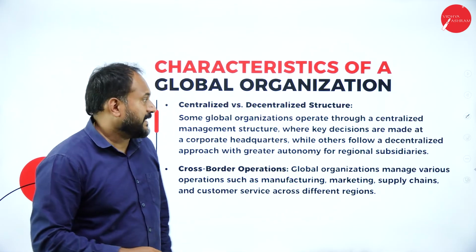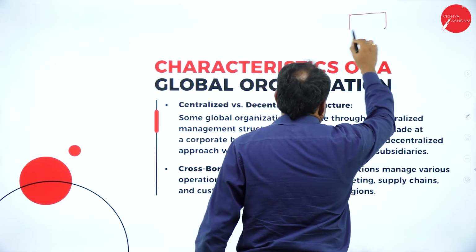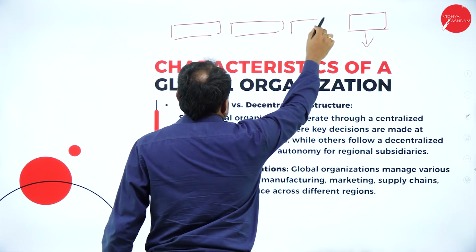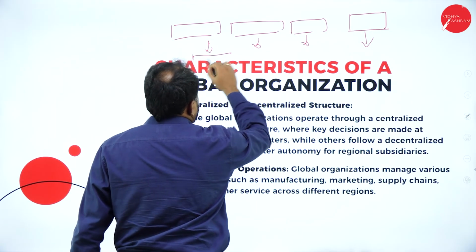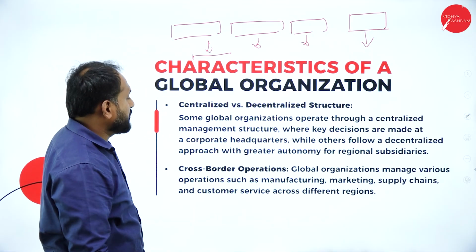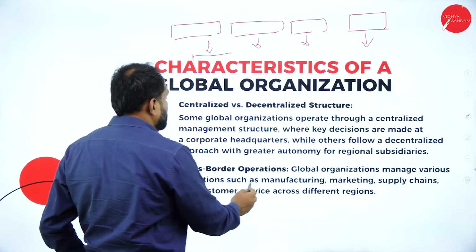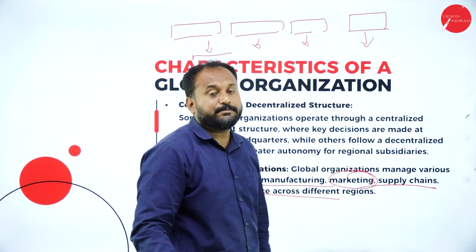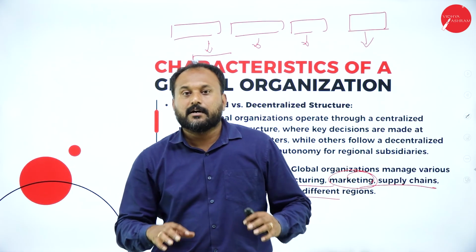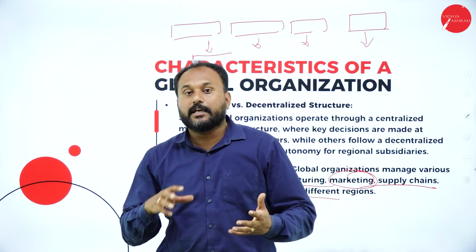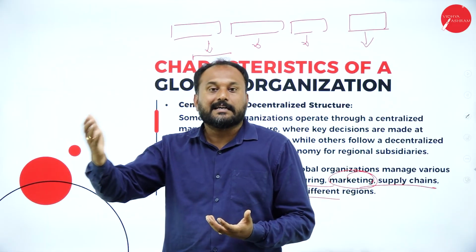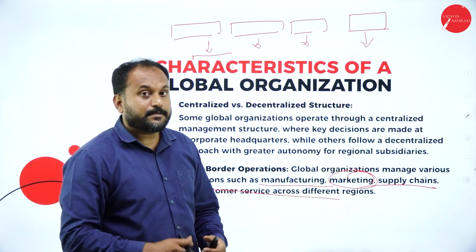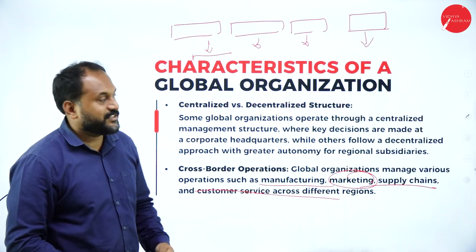Centralized versus decentralized. Say centralized, if you go with it, there's only one person who will control everything. Decentralized, there are too many people who are there to control. Cross-border operations, that is global organizations manage various operations such as manufacturing, marketing, supply chain, and customer service across different regions. Say for example, California, they are the people who actually go with the Apple product. But where do they go with manufacturing? Different country. Assembling, different country. Supply chain management, different country. So that is how they reach. That is cross-border operations.